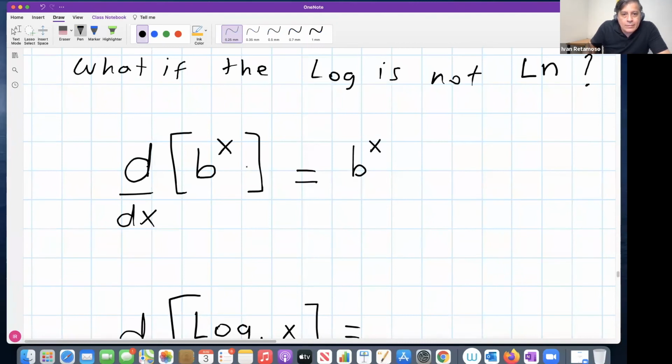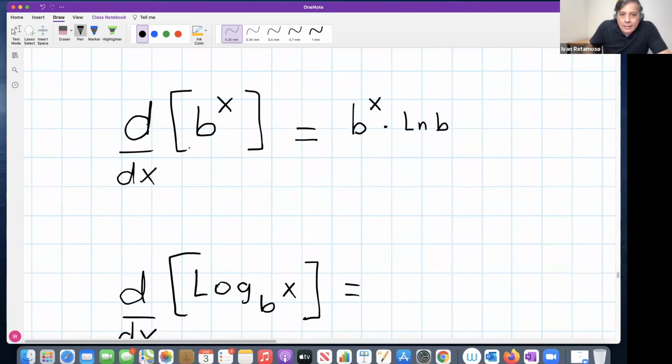Well, then they figured out that this derivative is going to be itself, just like when you take the derivative of e to the x. But to compensate for the fact that this is not e, it's just some base b, you multiply by natural log of b. You follow, guys? This is the formula. The derivative of b to the x with respect to x is equal to b to the x times natural log of b.